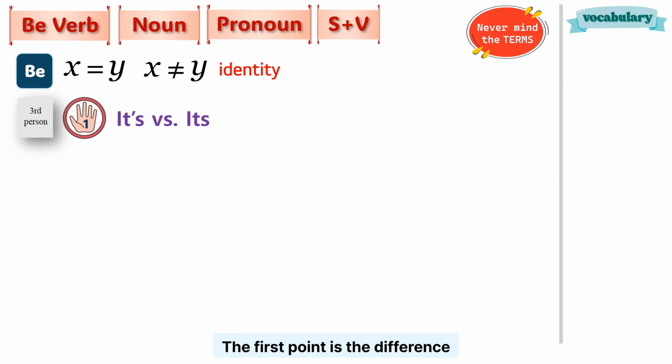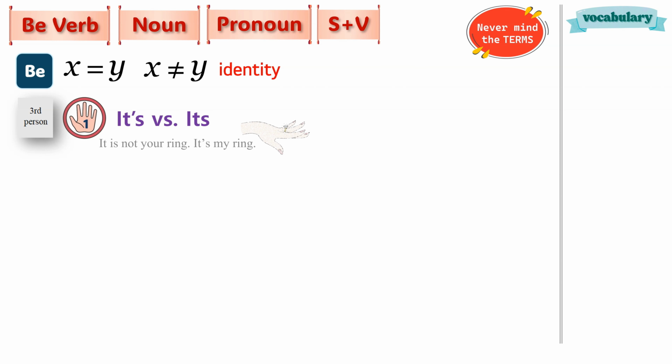The first point is the difference between the contraction, it's, and the possessive, its. They look almost the same, and the pronunciation is also the same. That's why many learners confuse them. In fact, the one with an apostrophe means it is, and the one without an apostrophe is the possessive. That's the opposite of what you might expect. Let's look at some examples.